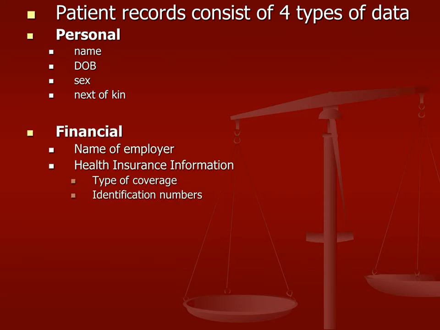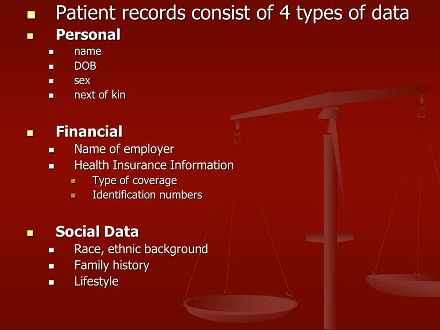There's also financial data found in health records, usually the name of employer, and the reason that's important is because a lot of times it goes back to the health insurance coverage information. You may see the type of coverage, policy numbers, and identification numbers for the particular patient. A lot of this personal and financial information, if you'll remember, you'll find on the top part of the face sheet.